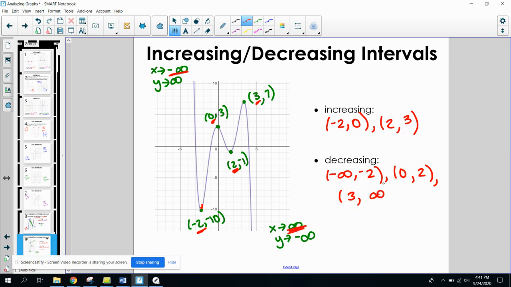Okay, so there could be a lot of different intervals from increasing and decreasing depending on how many turns your graph has. But the main idea with increasing, decreasing is that you want to focus on the x values only from the end behavior and the maximum and minimums. And you want to go from left to right on the graph. So just follow the curves of the graph.